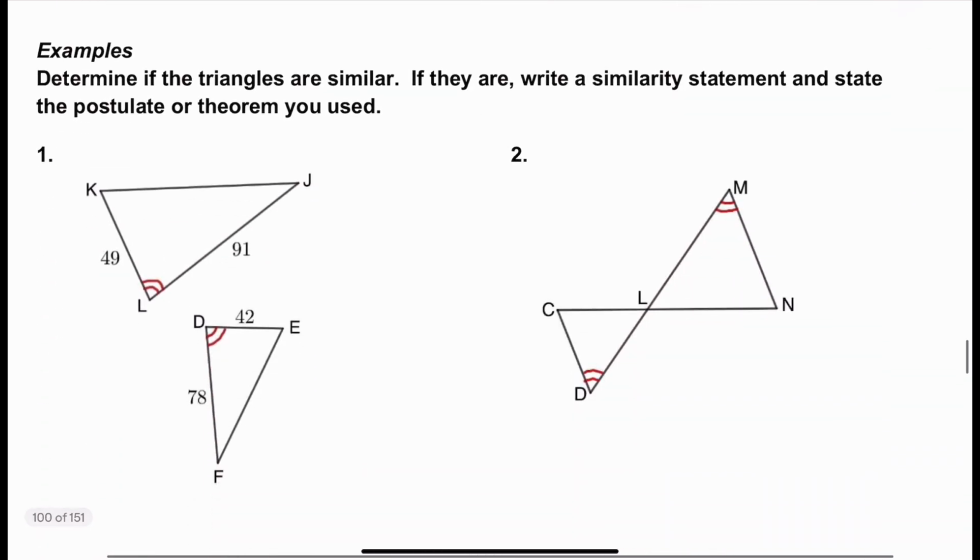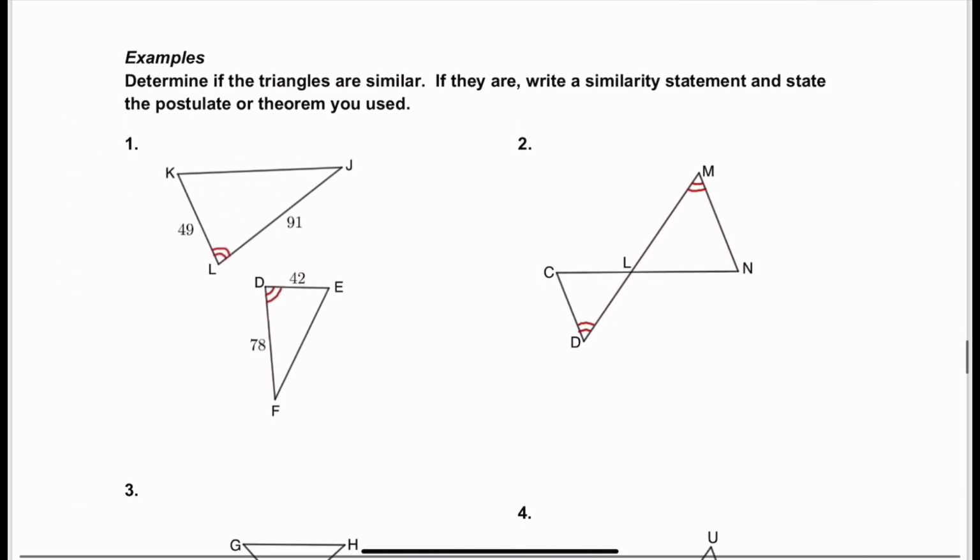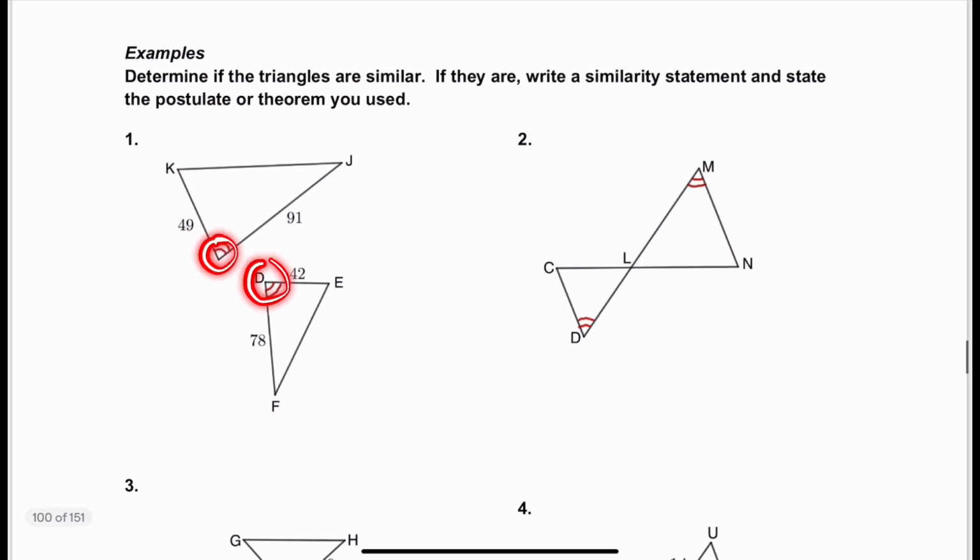So let's go ahead and look and see which one of these similarity theorems we would use. We're trying to figure out if they're similar. So on number one, we have an angle that is congruent. So we could use angle-angle similarity, but since there's no other angles, we're not going to use that. We could use side-side-side similarity, but we only have two of the sides. So the only other option is the side-angle-side similarity theorem. So we know that one angle is congruent, but we want to show that the other two sides are proportional.